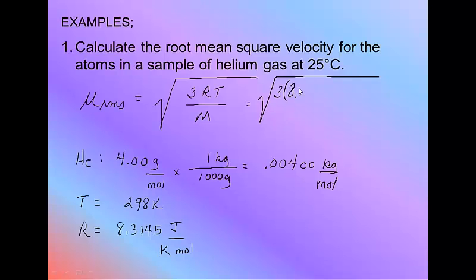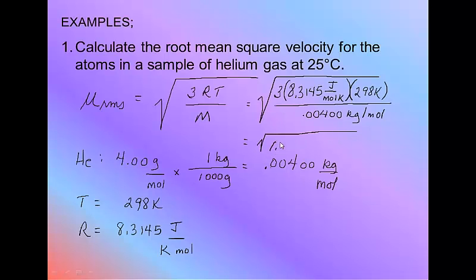3 times 8.3145 joule per mole Kelvin times 298 Kelvin divided by 0.00400 kilograms per mole. I get the square root of 1.86 times 10 to the 6th in units of joules per kilogram.